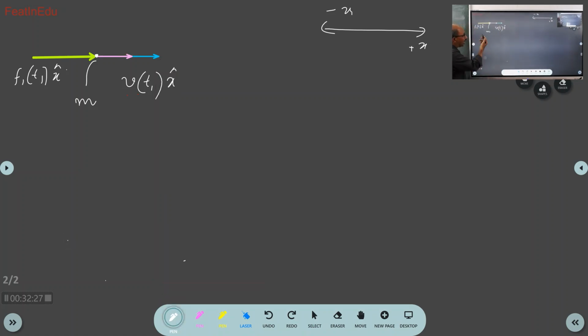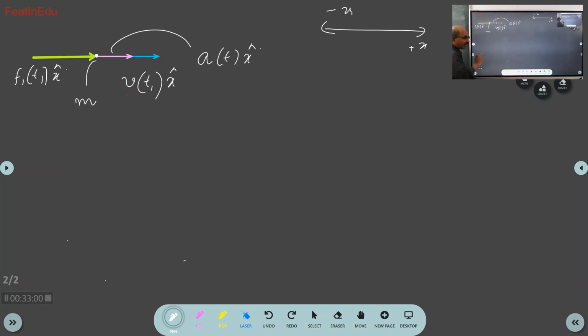What name should I give to this? Sir, AT1. Yes, I will write here AT1 x cap. Correct? Now, there are some things here that you see: F1, M, V, A. There is F1, there is M, and there is A. These are three physical variables. Are they related? Yes. Tell me the relation.